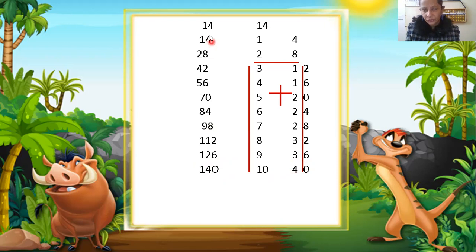So now if you check with the calculator, this is the table of 14. 14 1 is 14, 14 2 is 28, 14 3 is 42, 14 4 is 56, 14 5 is 70, 14 6 is 84, 14 7 is 98, 14 8 is 112, 14 9 is 126, and 14 10 is 140. So like this easily you can make the table of 14. Now let's see other work.